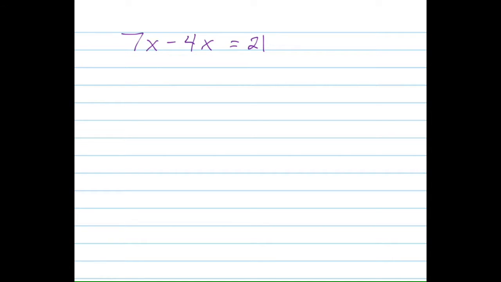So we want to get our x's together, which generally speaking is a bad idea, but you guys are too young to have x's, so it's okay.